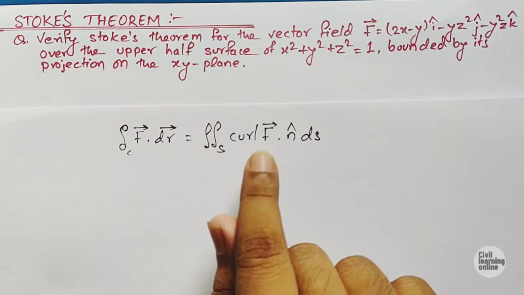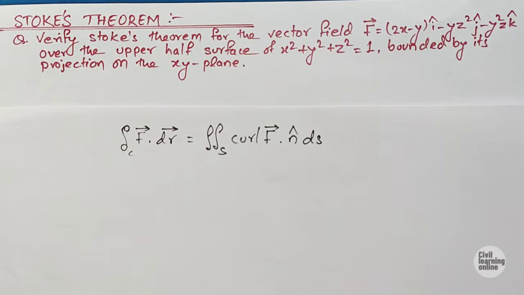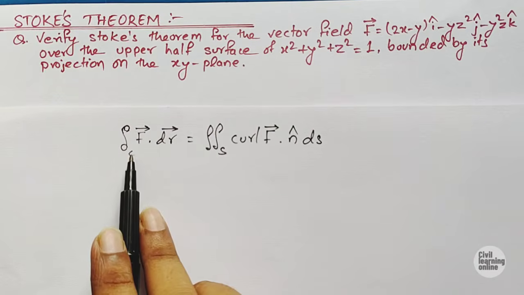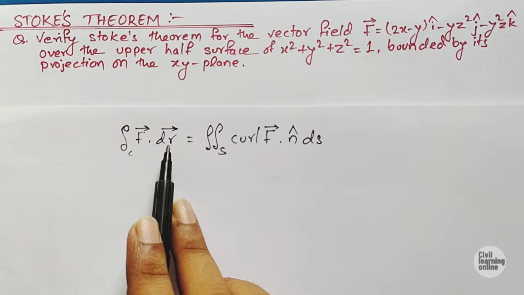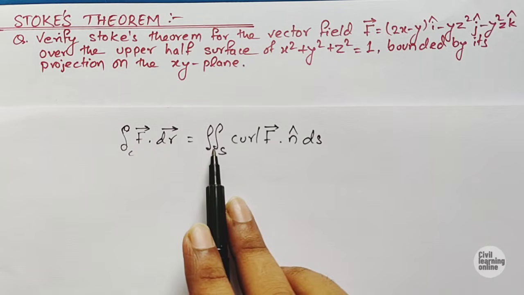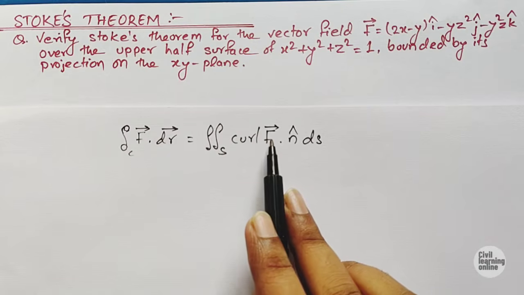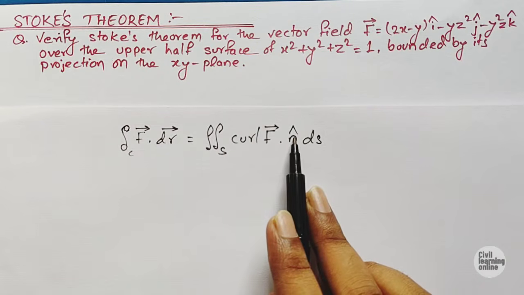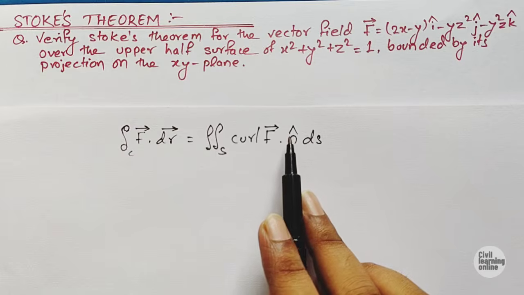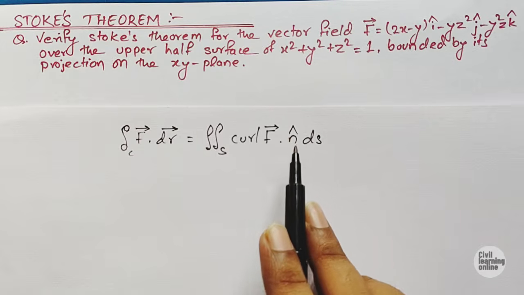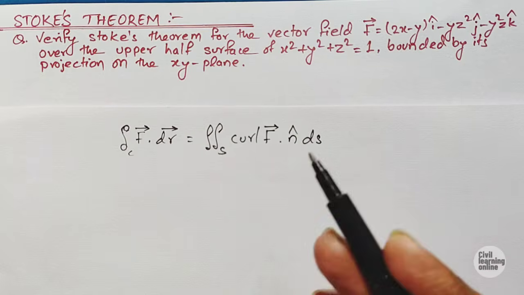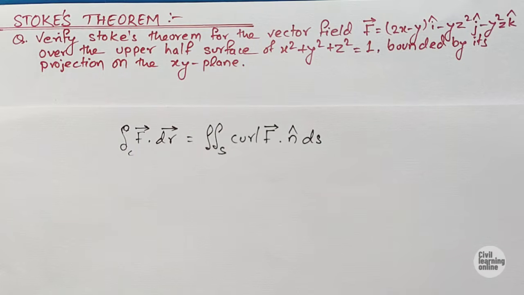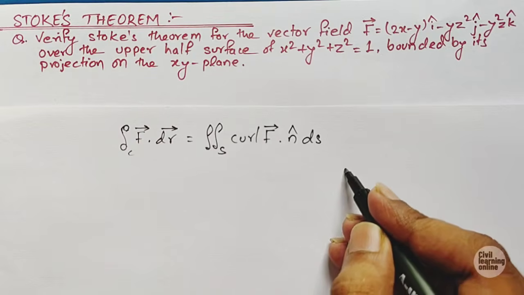Here C indicates the closed curve. The integration of F vector dot dr vector equals the surface integration of the curl of vector F dot n cap ds. N cap represents the unit vector normal to that surface, and ds is for the surface. And if we draw the diagram of this problem, then it will take this form.